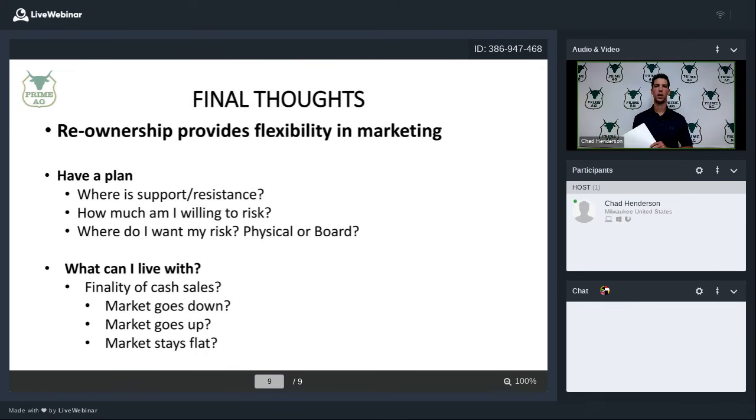Key points: have a plan, call us. That's what we're here for. Again, we can find some support, some resistance areas. We can help you calculate what you're willing to risk as far as stop losses go. And then again, kind of a personal question for yourself. Do you want to hold your risk in physical bushels? Or would you rather make the cash sale knowing what the market is giving you now, and then have a targeted area to re-own that if the market is going to run, you have the potential to be on board?